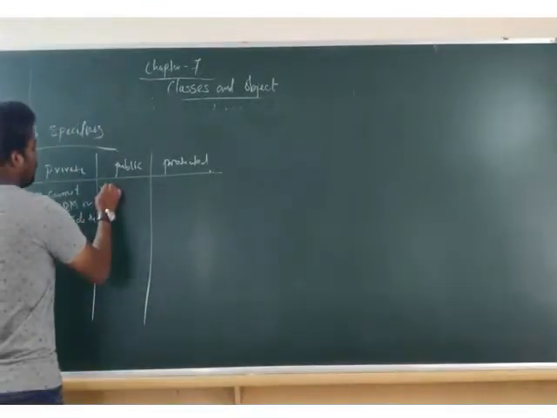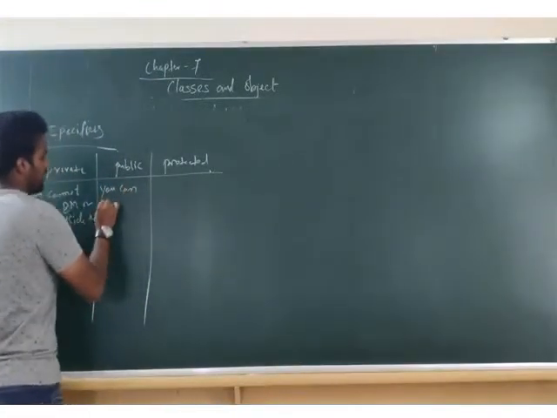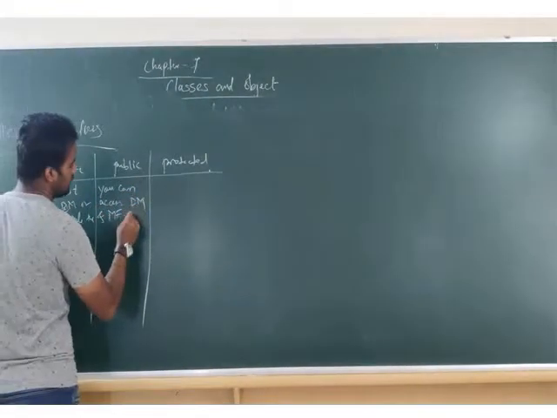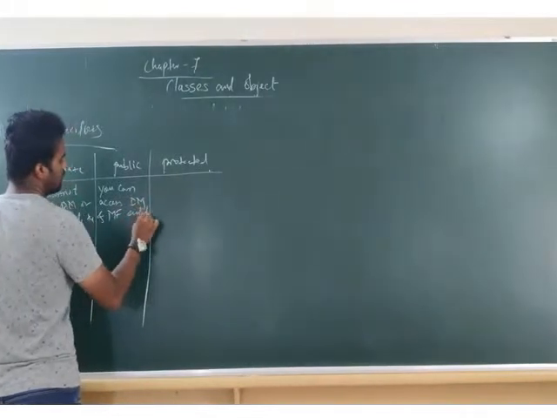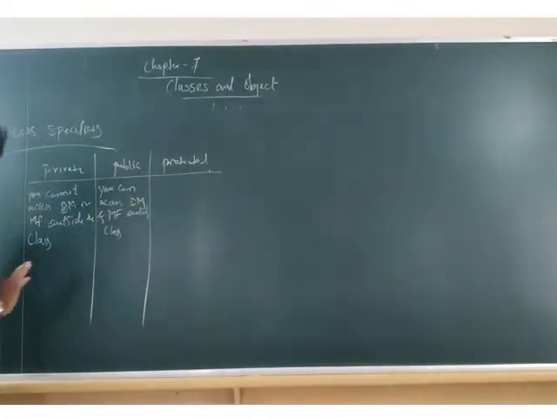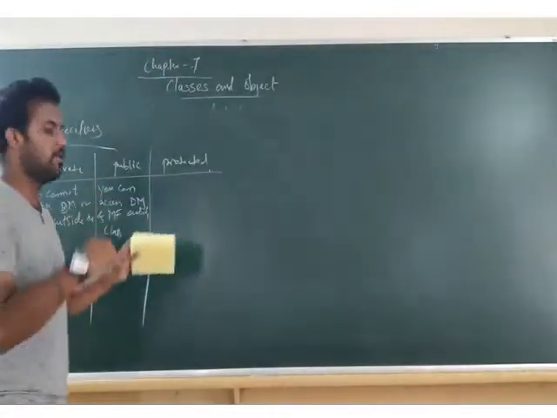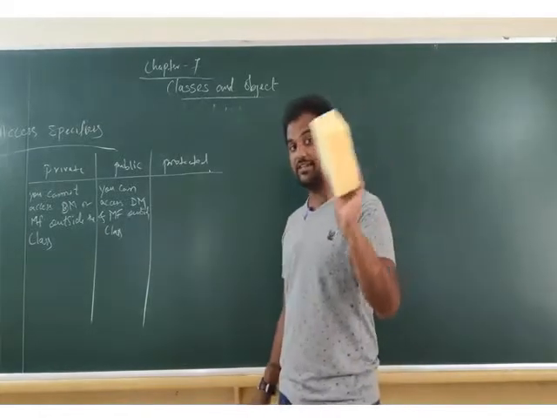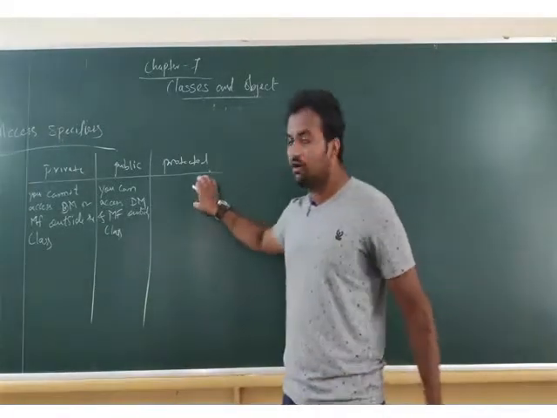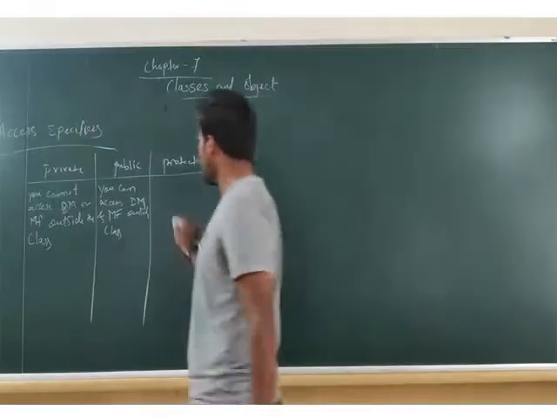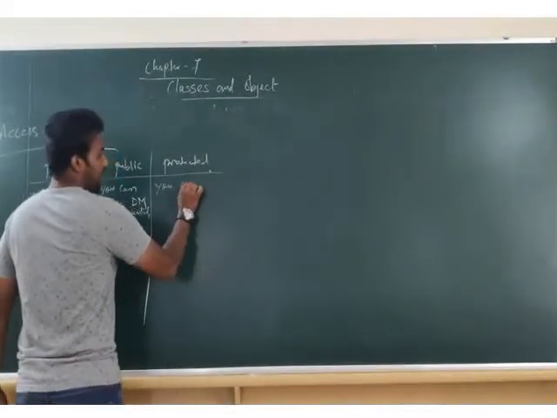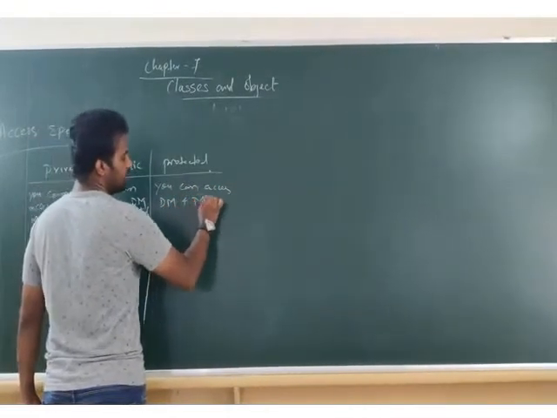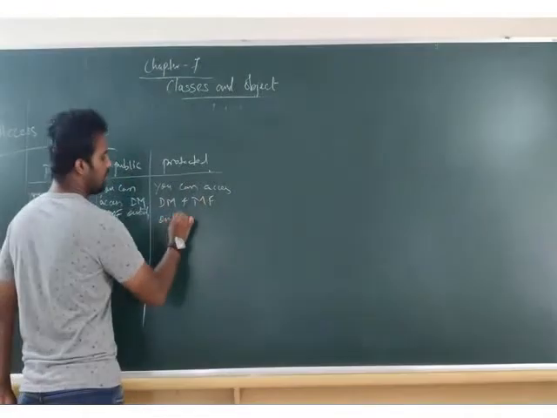Public means you can access data members and member functions outside the class. These two are very simple. Private means you cannot access. Public means you can access anywhere, outside the class, inside the class, your wish. Next comes protected. The meaning of protected is you can access data members and member functions outside the class.